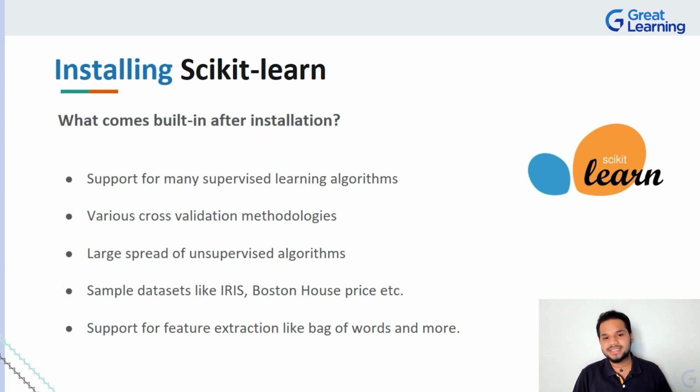Now, it's not just that you get the functionality of supervised learning algorithms or unsupervised learning algorithms or anything around that. When you have these algorithms, what do you require to start learning and using them? You're going to require data sets, right? So we actually have multiple data sets that come built in with scikit-learn. Think about the Iris data set. Think about the Boston housing data set.